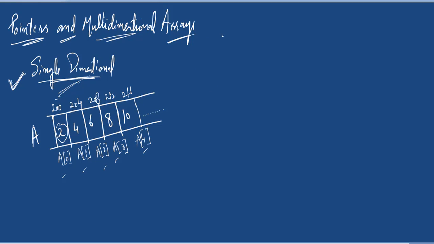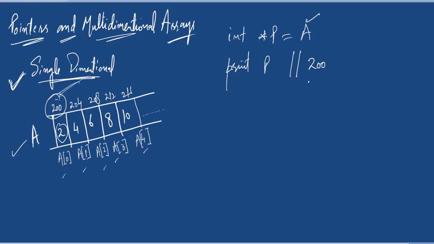If I write int asterisk p is equal to a, basically what is a? A is the name of the array. If I print p, what will it print? As we know, if I use the name of the array, it will return the address of the first element of the array, as I have discussed in previous tutorials. So what is the first address of the array? This is memory address 200.